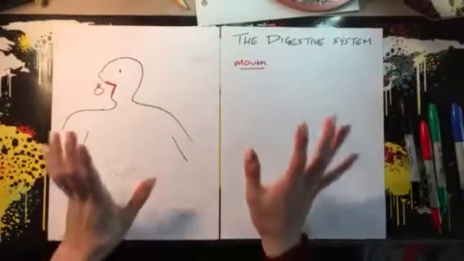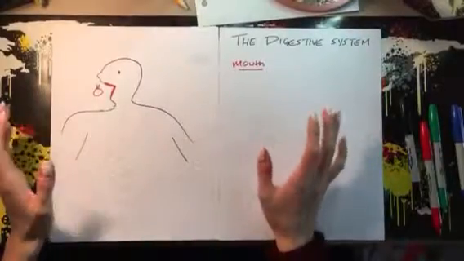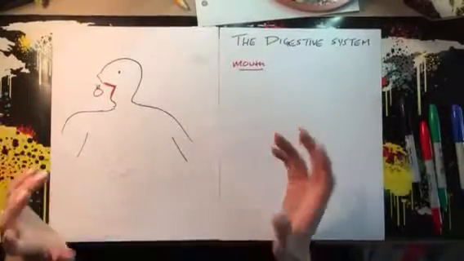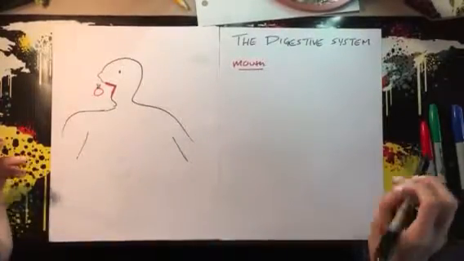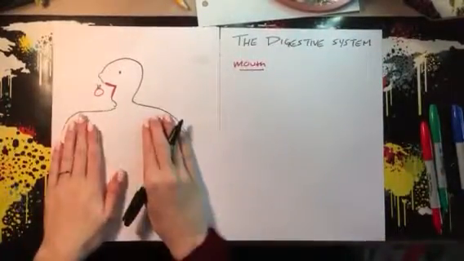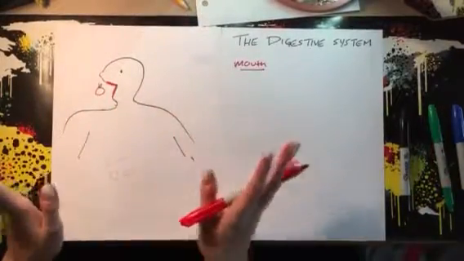Hey guys, today we're talking about the digestive system, which is the system in our body that allows us to get nutrients from the foods that we eat. So, I've started off by drawing a man, clearly I'm an artist, and an apple, which he's going to eat.